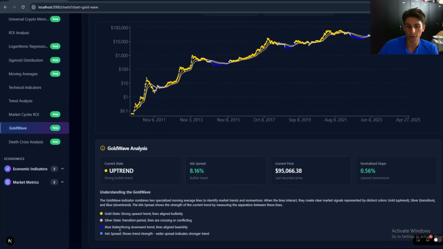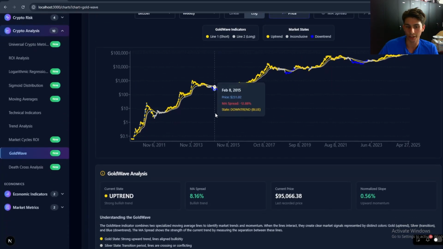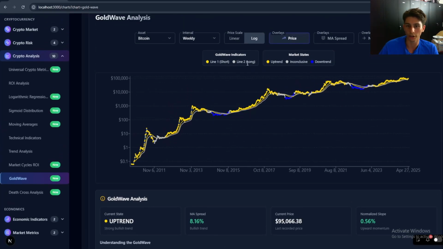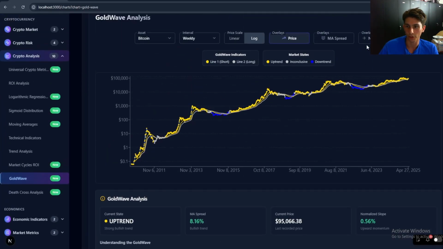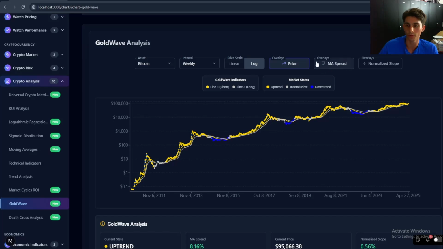So the blue state, once again, is a strong downward trend, where the long end of the curve is above line 1, the short one. And then there's also another overlay called the moving average spread, which is basically the extension, or the percentage difference, between those two moving averages. If you overlay this, you can sort of see what I mean.